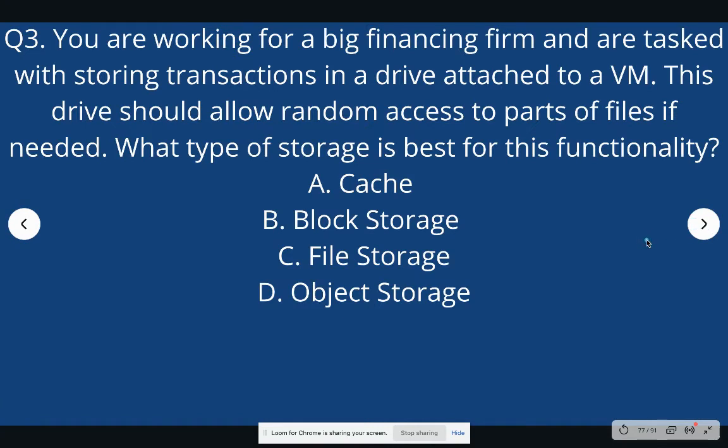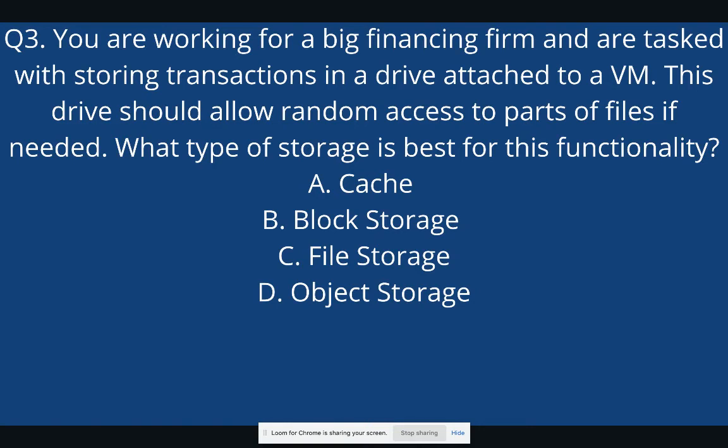Question 3 says, you are working for a big financing firm and are tasked with storing transactions in a drive attached to a VM. This drive should allow random access to parts of files if needed. What type of storage is best for this functionality? A, cache, B, block storage, C, file storage, or D, object storage. Let's go through the process of elimination. Feel free to pause and have a go yourself.